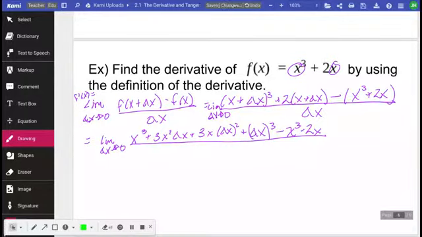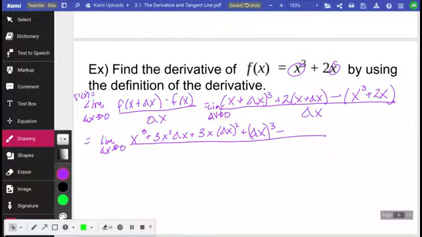Oh, I left something off, didn't I? I almost forgot to distribute this here. Plus 2x, plus 2 delta x, and then my minus x cubed minus 2x. All right, all over delta x.